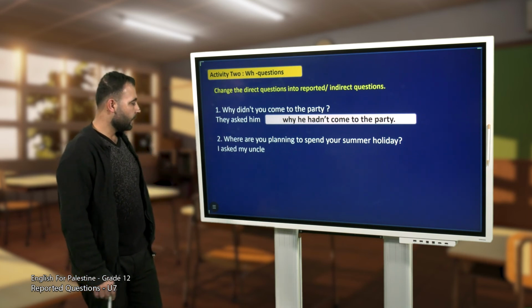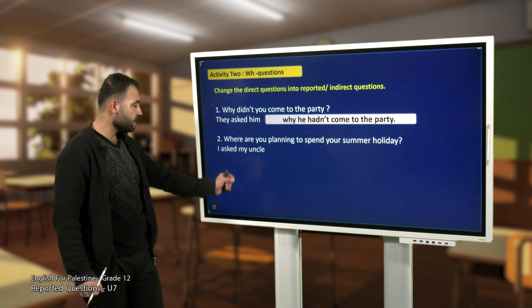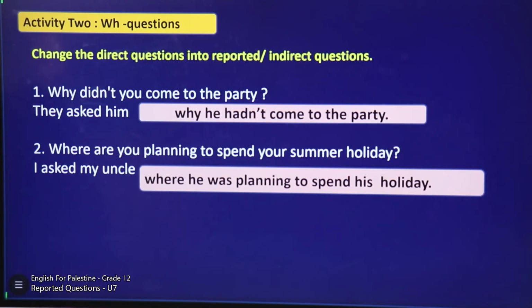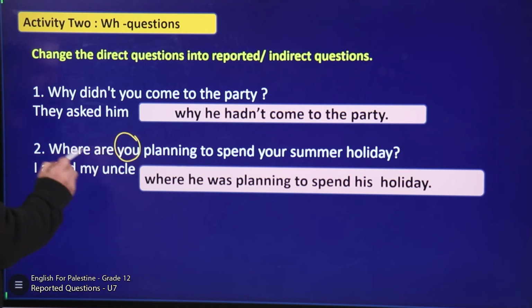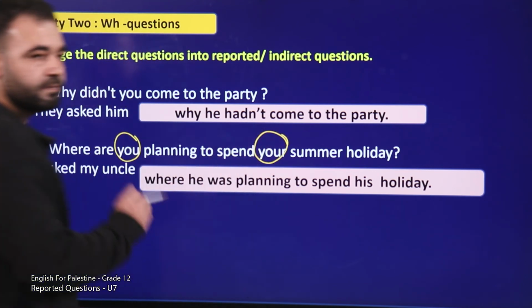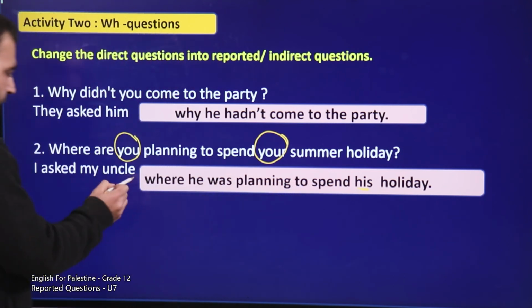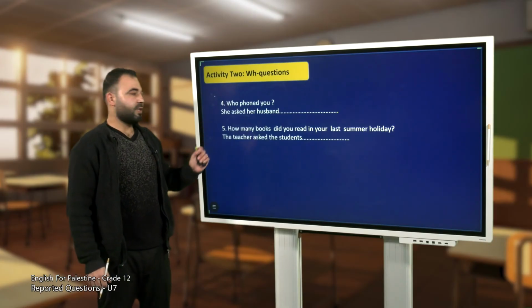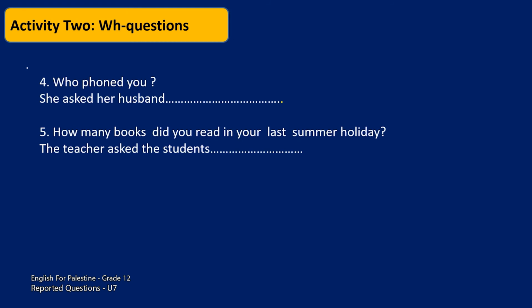2. Where are you planning to spend your summer holiday? I asked my uncle where he was planning to spend his holiday. So, you, your, both are changed. He, his, because the object is my uncle. Sentence number 4, or question number 4. Who phoned you? She asked her husband.